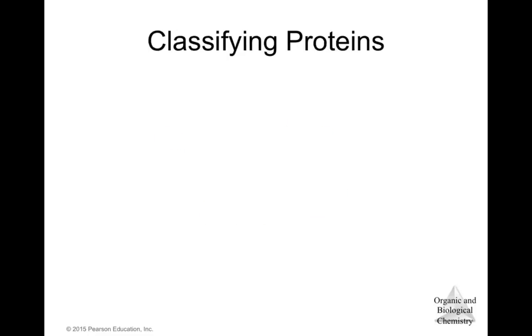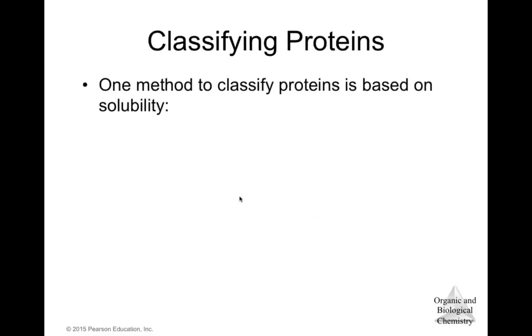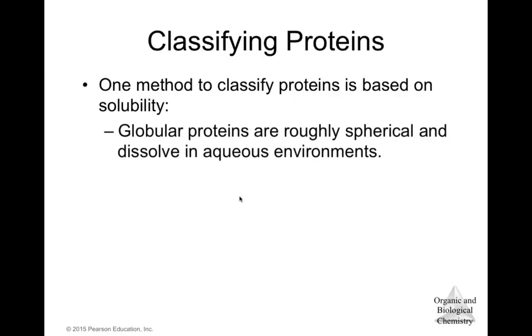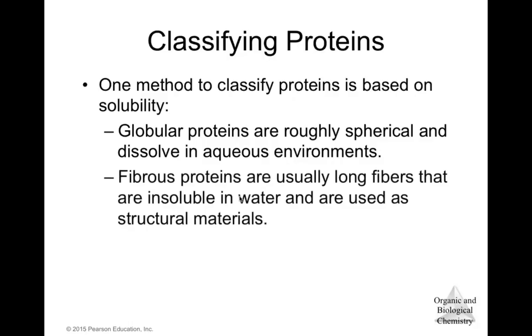So now let's classify proteins. One method to classify proteins is based on the solubility. We have two types of protein. The first one is known as the globular proteins, which are roughly spherical and dissolved in aqueous environment. The second one is called the fibrous proteins, which are usually long fibers that are insoluble in water and are used as structural materials. So we have the globular one that dissolves in water and the fibrous protein that is insoluble in water.